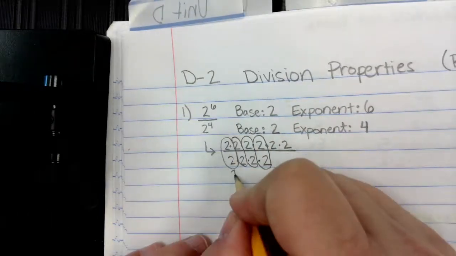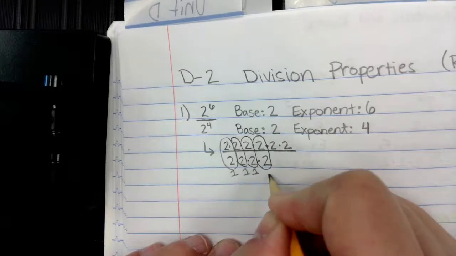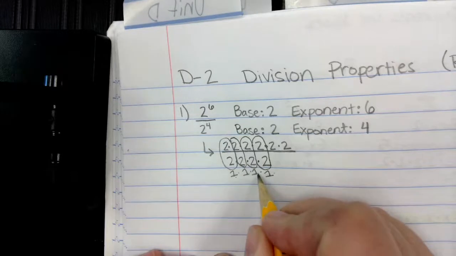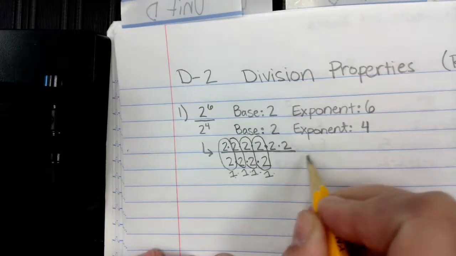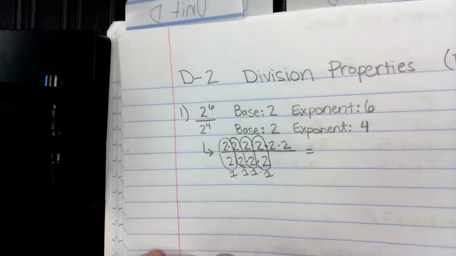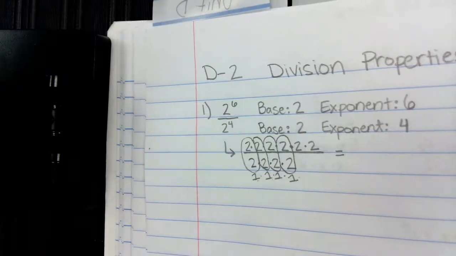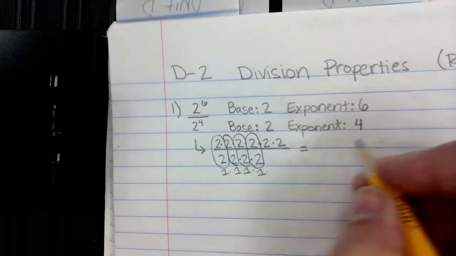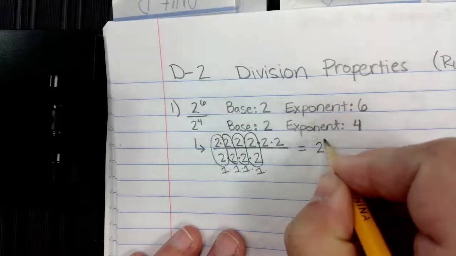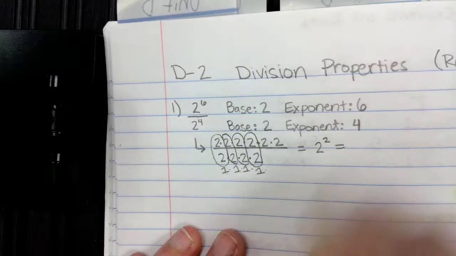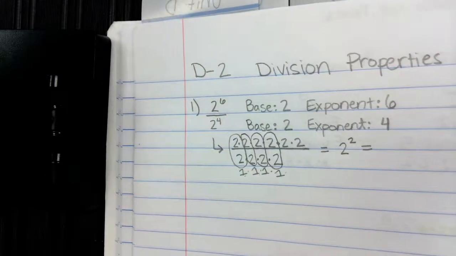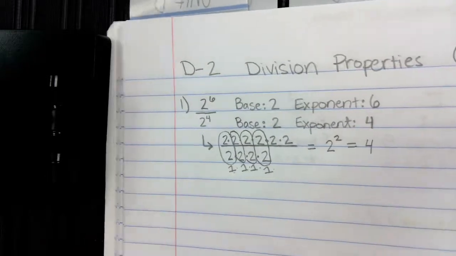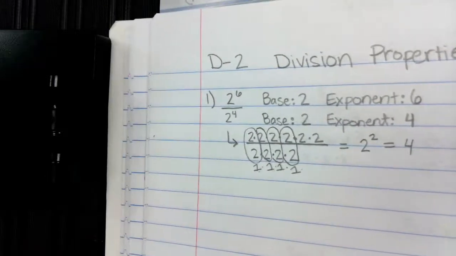So we're really left with 1 times 1 times 1 times 1 times 2 times 2. And we don't need that 1 times 1 times 1 times 1 because we know 1 times 1 times 1 times 1 is just 1, right? How many 2's do we end up with? 2. So we get 2 squared, and 2 squared really means 2 times 2, which is 4. So let's apply that to a problem that involves not numbers, ones that we would actually do with variables.